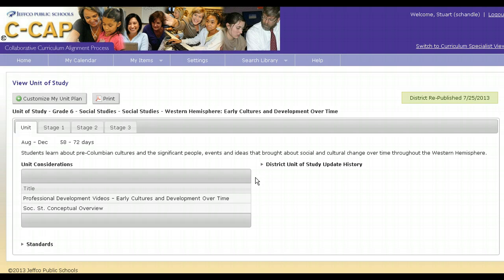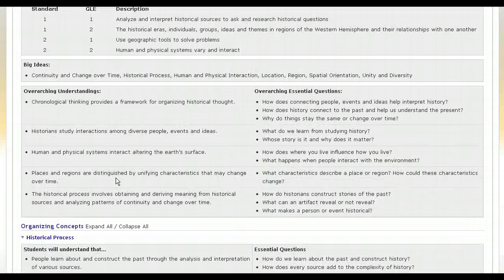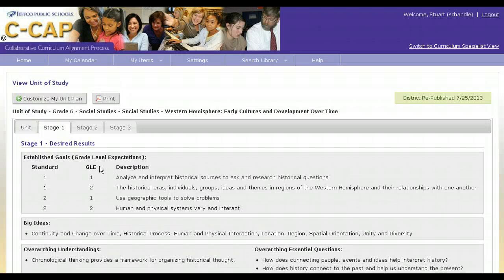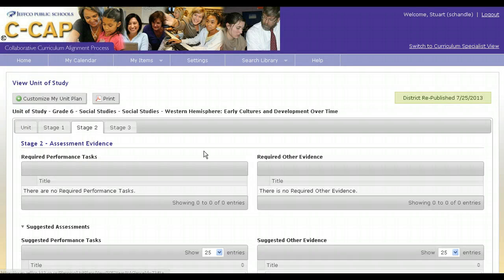And in this unit considerations section, you will find resources that are designed to help you as a teacher think through what this unit might look like for students. None of the resources here are intended to be for students, they are for you as a teacher. Stage 1, again, you have your desired results, your goals for the unit of study.